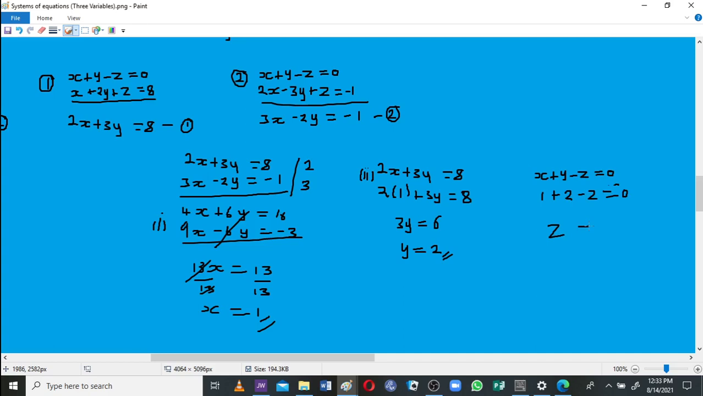So here I can write my solutions. Finally, x is equal to 1. That's what I found: x is equal to 1. y is equal to 2. And z is equal to 3.